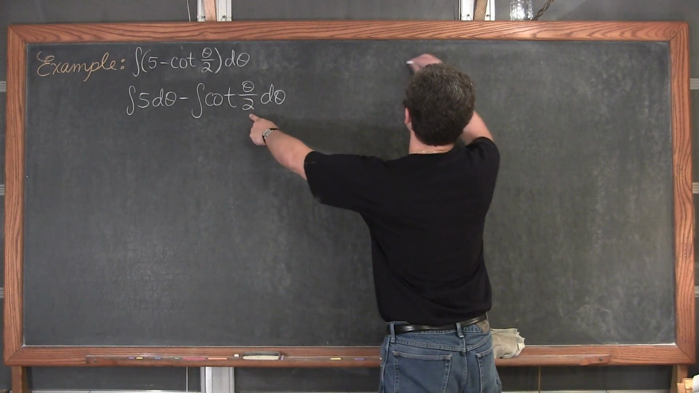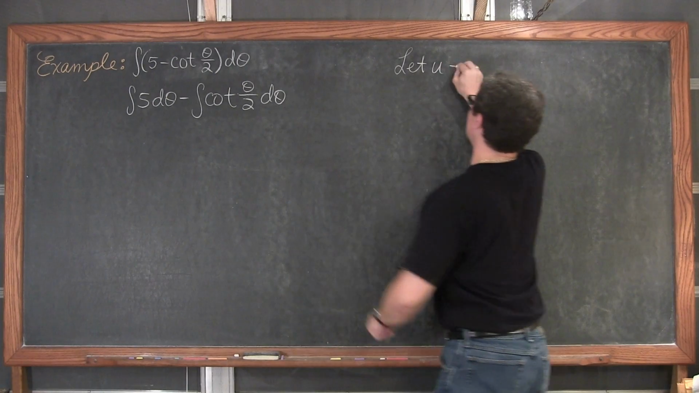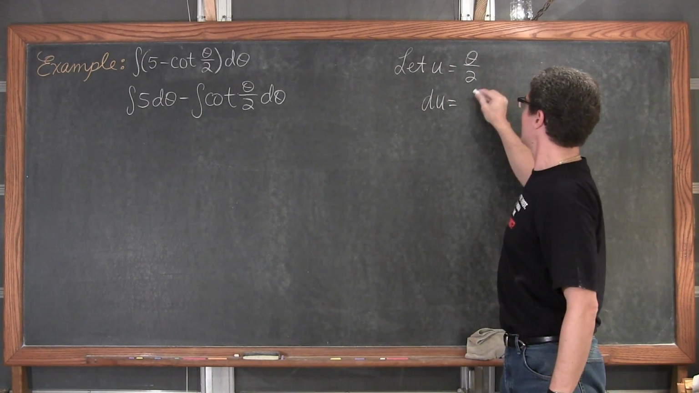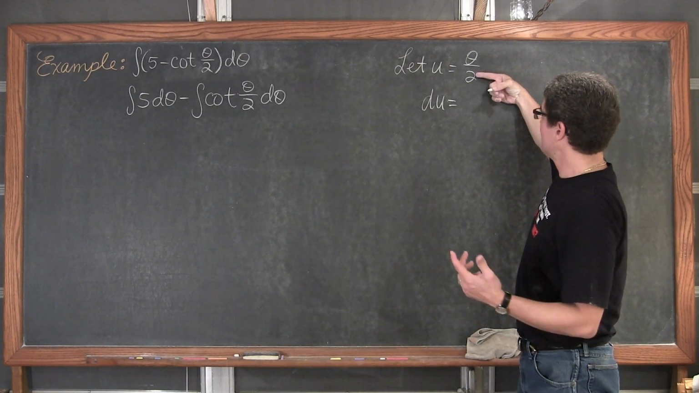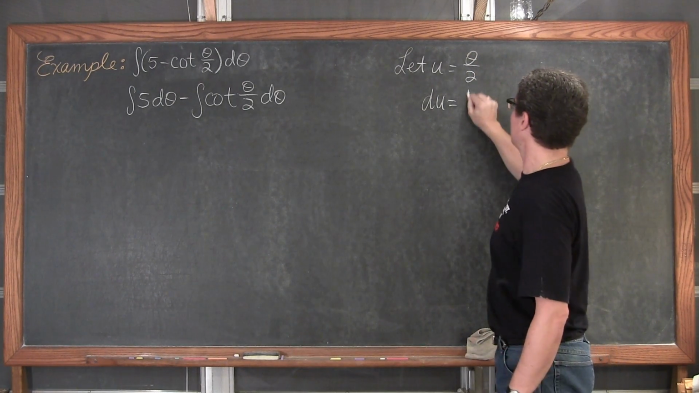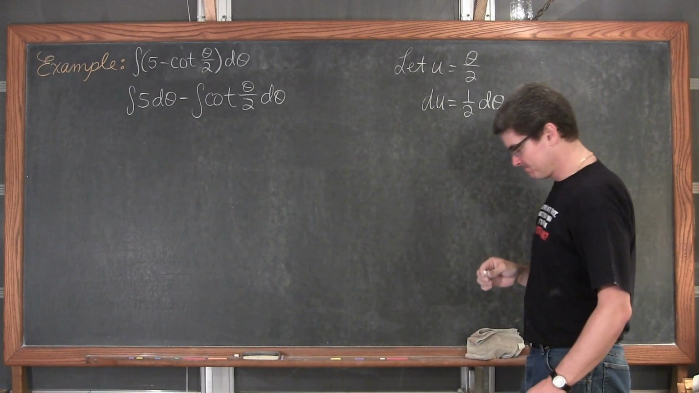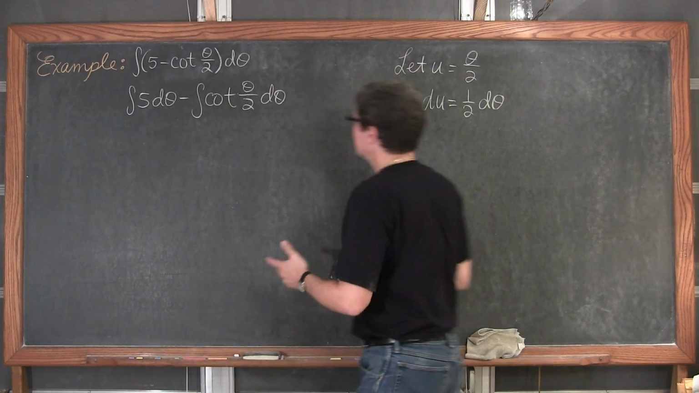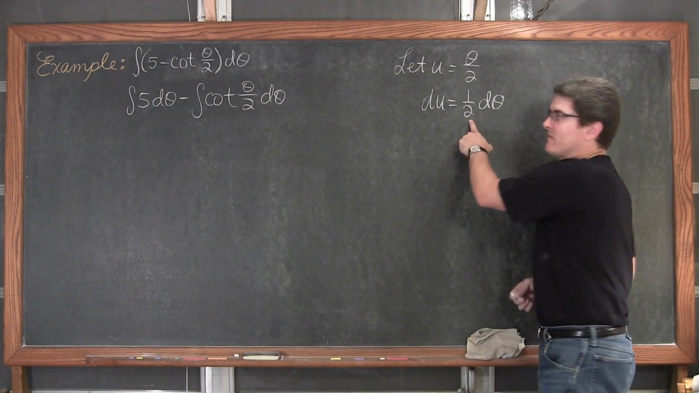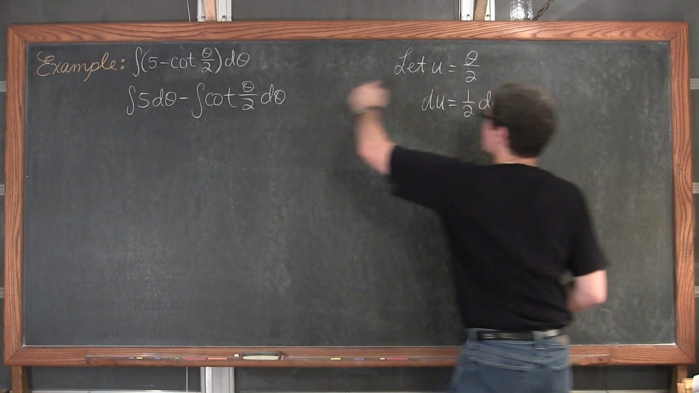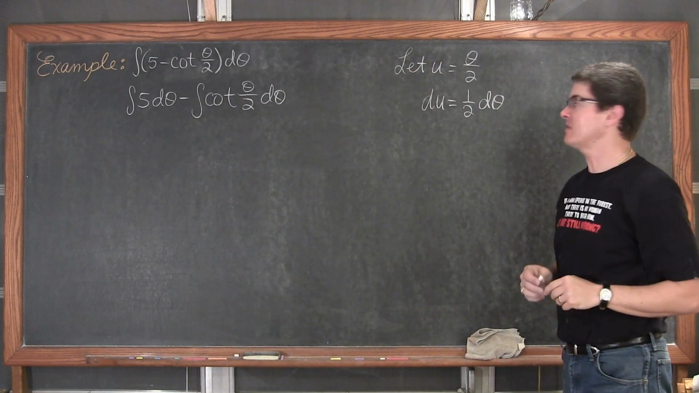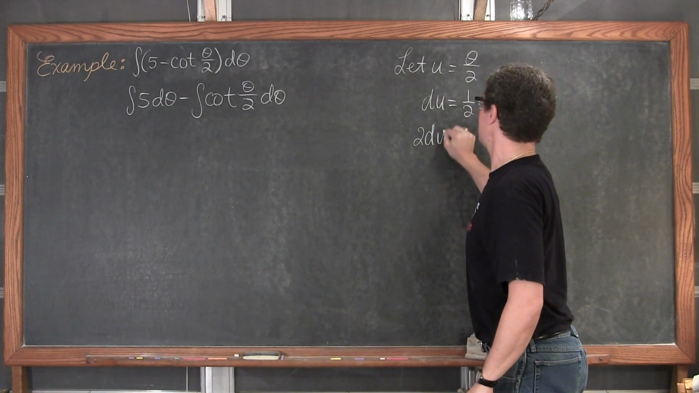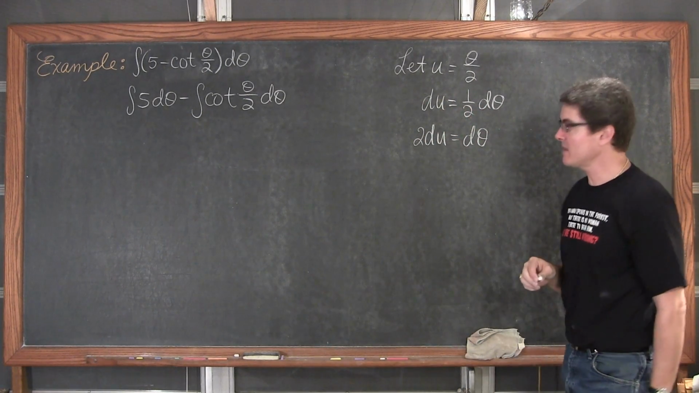So we're going to let u equal theta over 2. And then du is going to be equal to, well, the derivative of 1/2 theta is just going to be 1/2, and then d theta. Now, okay, so I have a d theta, but I don't have a 1/2. I mean, the 1/2 is inside the function, and I've already taken care of that with this u substitution of it being theta over 2. So we're going to multiply both sides by 2 and get 2 times du is equal to d theta.